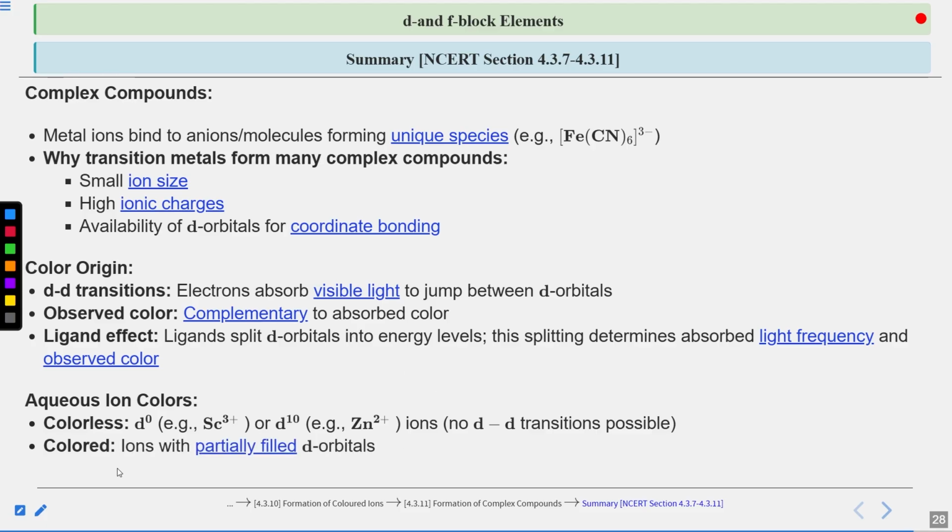Colored aqueous ions are ions with partially filled d orbitals. So there is space, or orbital energy level, provided for the incoming electrons of the ligand lone pairs, right? For strong bonding and for the formation of colored ions. Here the ligand was water because we are talking about aqueous ions. Examples were titanium 3+ showing purple color and copper 2+ showing blue color.